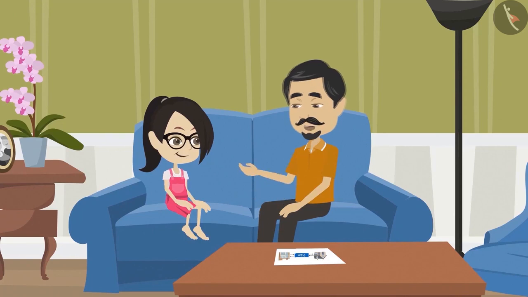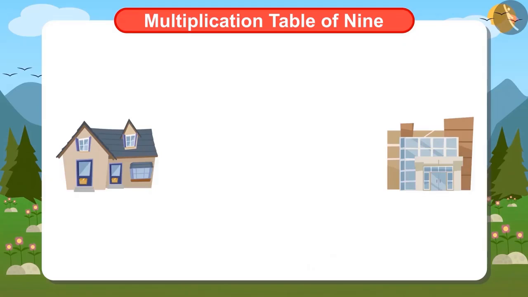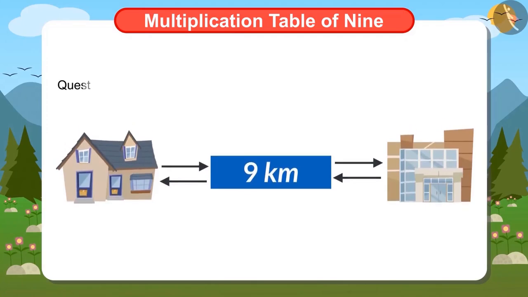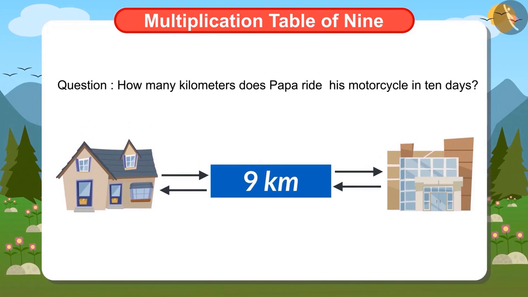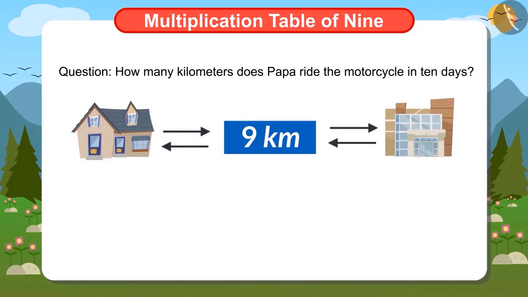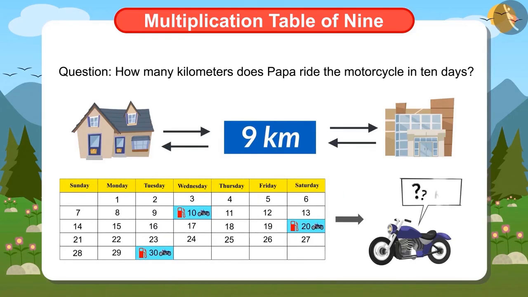I use my motorcycle only for commuting to and from the office. And I have to ride 9 kilometers on the motorcycle to get to and from the office. Okay, now I can tell you the answer to this question. You help me, please. How many kilometers does Father ride the motorcycle in 10 days, if it was 9 kilometers per day?